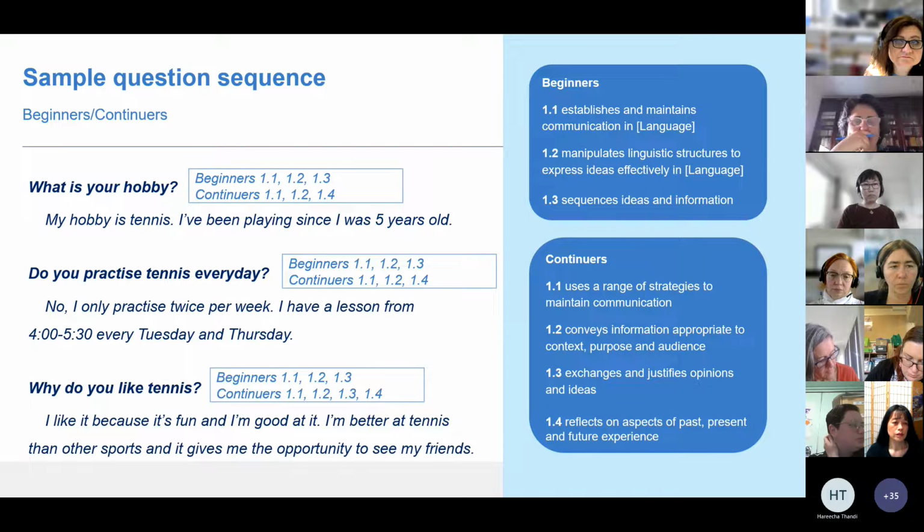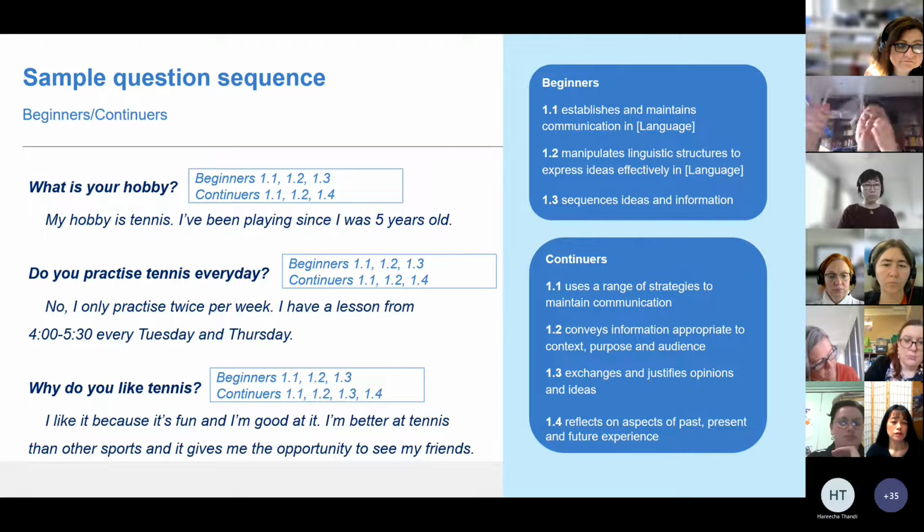Here is a sample question sequence that's appropriate for both beginners and continuers. You can see which outcomes each question addresses. I'll just let you read that.